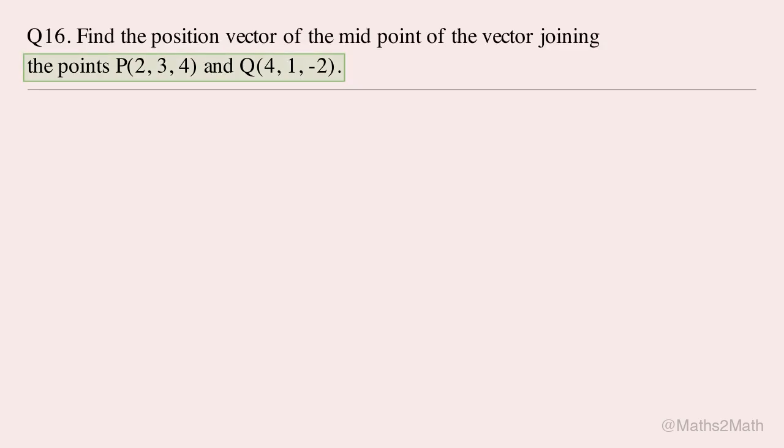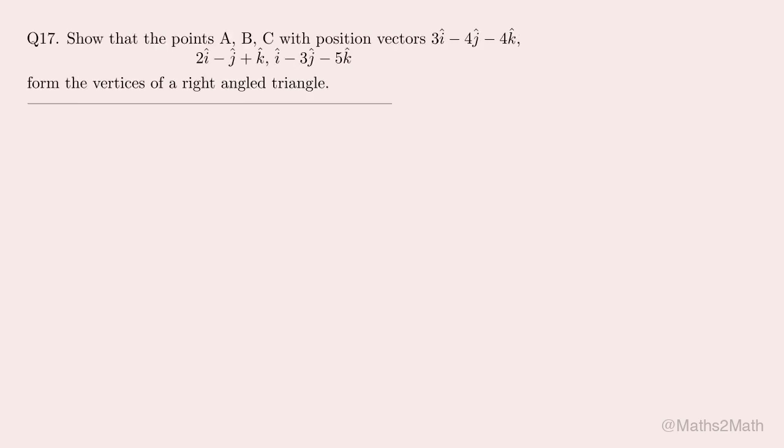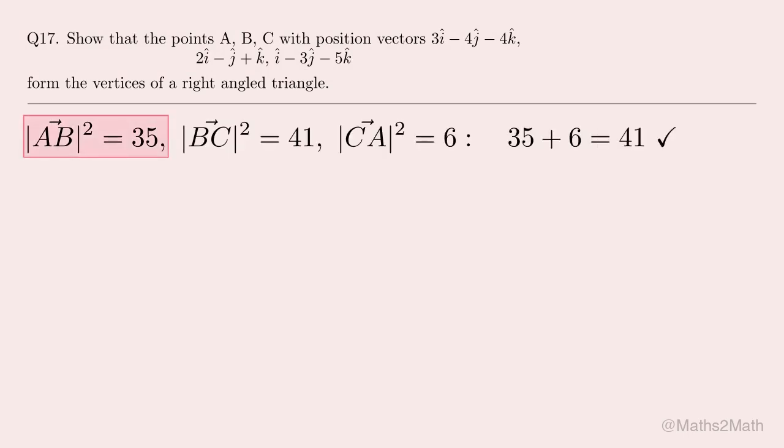Question 16. The midpoint averages the coordinates. Component-wise, arithmetic settles it. Average each coordinate, 3, 2, 1. Question 17. Compute the three side vectors and test Pythagoras on their squared lengths. Component-wise, arithmetic settles it. The squared sides are 35, 41, and 6, and 35 plus 6 is 41. Right angle confirmed.